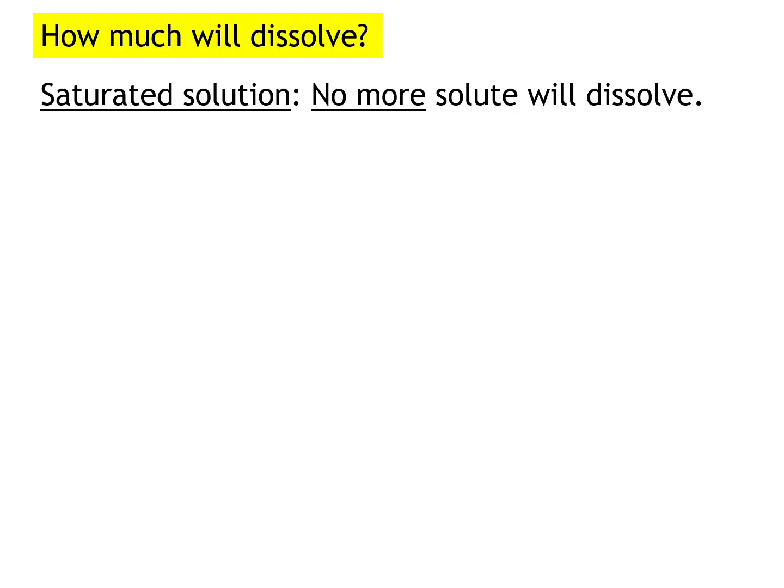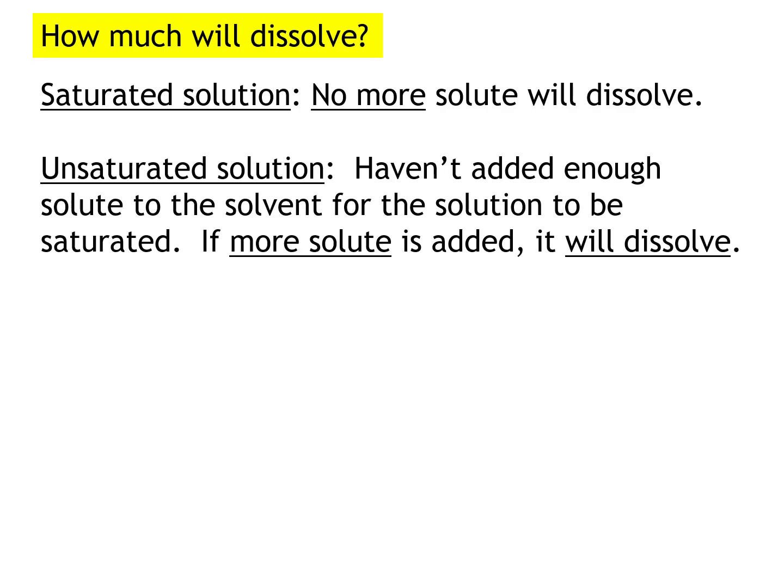All right, so now we're going to talk about different degrees of how much will dissolve. So a saturated solution is one in which no more solute will dissolve. It's kind of like if you have a big puddle that you're trying to soak up and your rag or your towel or whatever you're using has become totally soaked. It's totally saturated with water, and you can't get any more water to be absorbed into the towel. So same thing for saturated solutions. You can't get any more of the solute to dissolve.